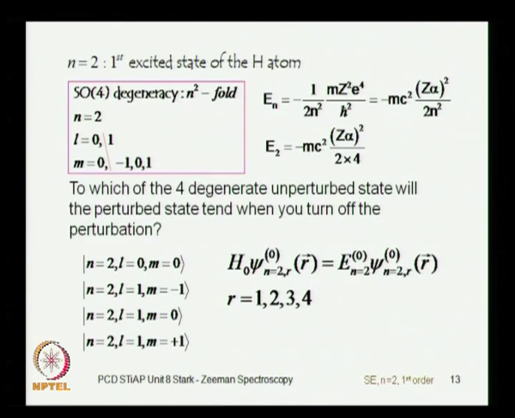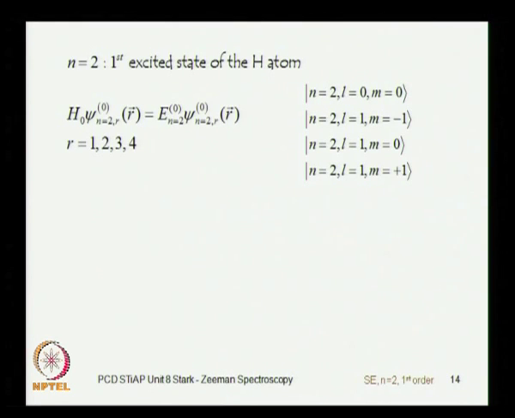Okay. So, they are all degenerate. Now you can ask the question: if you applied an electric field which was to remove this degeneracy, and now you switch off the electric field, to which of these 4 states will the perturbed wave function collapse into? You cannot get a unique answer, right, because there are 4 alternatives over there.